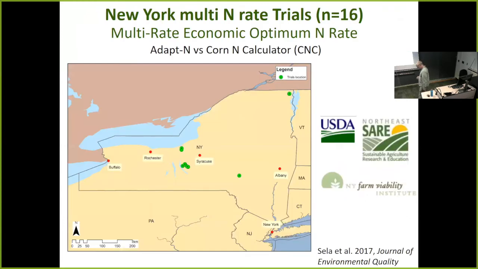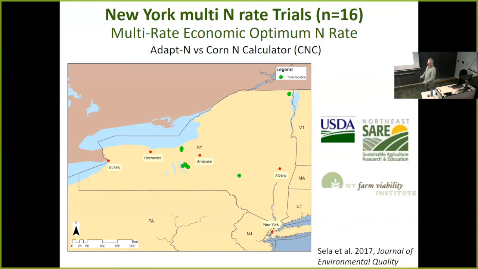There are many tools that are promoted for US corn production which are static, meaning for the same season, they recommend the same N rate regardless of the seasonal weather. For New York, one such tool is the corn N calculator, which is called the CNC. It's a tool that was originally developed here at this department maybe 40 years ago. And historically, it's the tool that's being promoted for farmers in the state of New York.